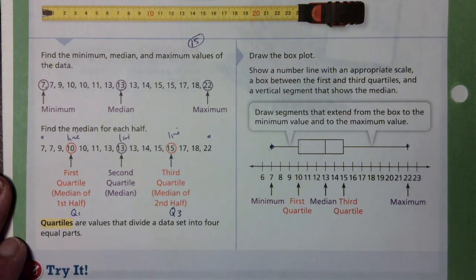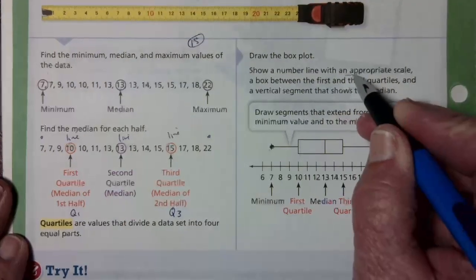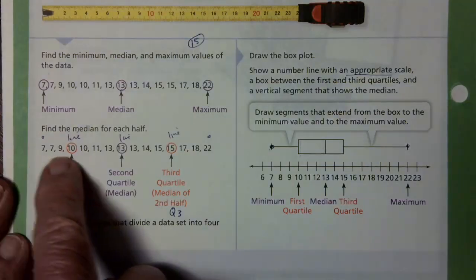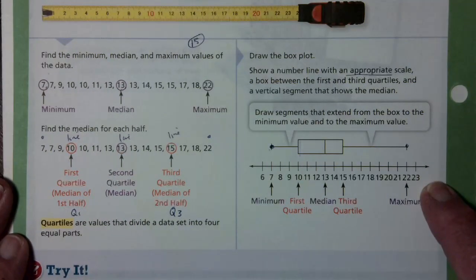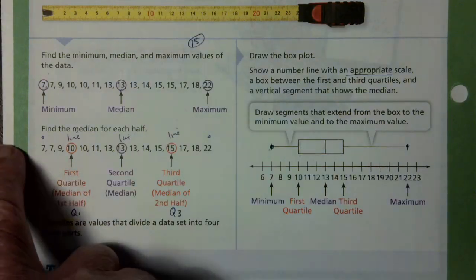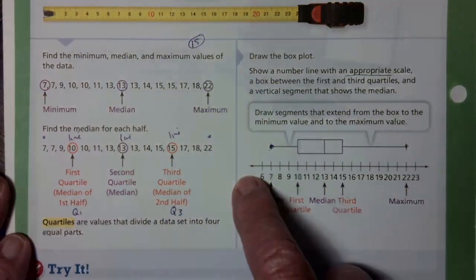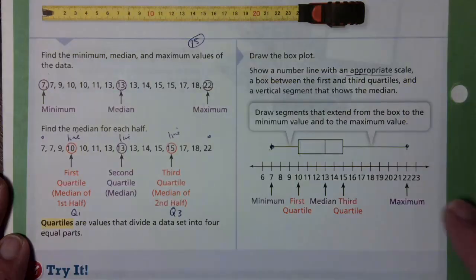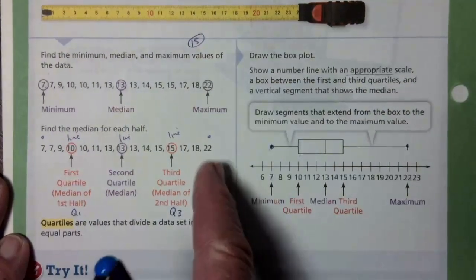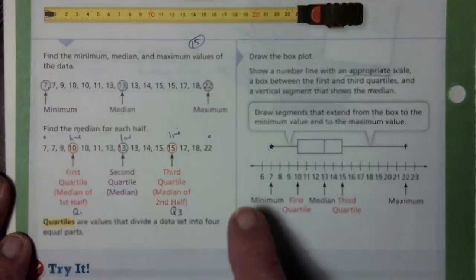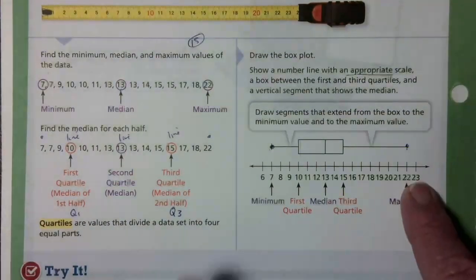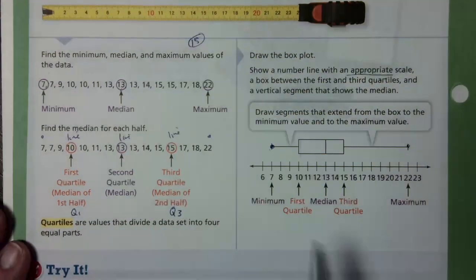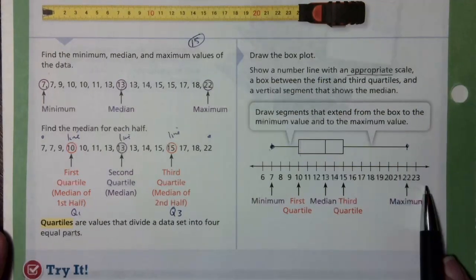Okay? So we're going to draw the box plot. Show a number line with an appropriate scale. Appropriate scale has to include all these numbers with equal increments. Let me say that again. It has to include all these numbers but have equal increments. You don't have to show 0 on here. We know 0 is off over here somewhere. That's okay. But you've got to include all of these. Go a little below and a little past. They went one below and one past. But these have to be equal increments.